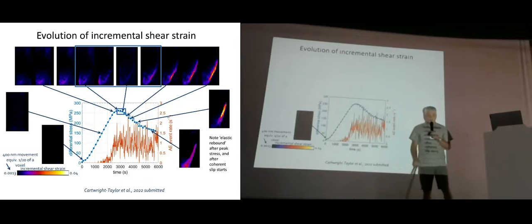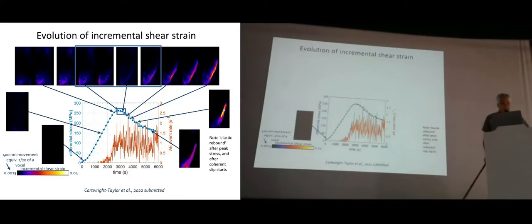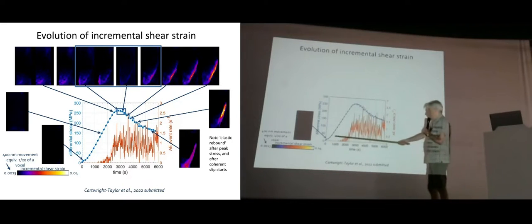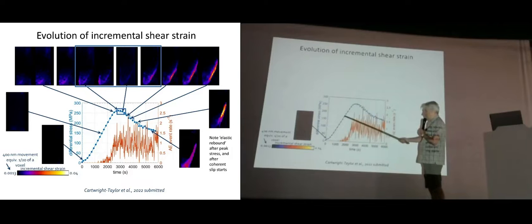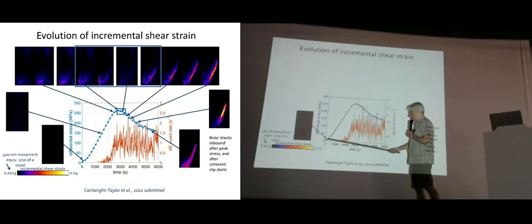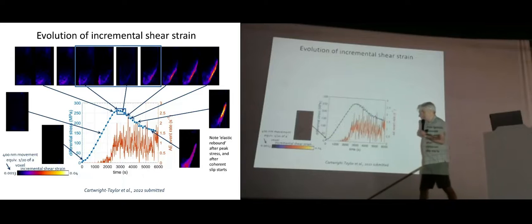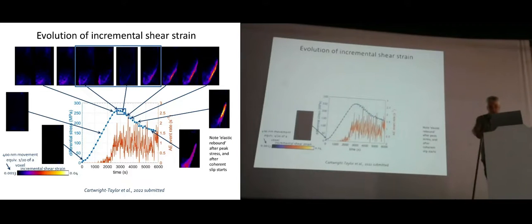This is a sandstone sample, so it's relatively compliant compared to the granite test I showed earlier. And then we get this long phase of what looks like elastic behavior. So we know this is not elastic because it's nonlinear and because it's associated with compaction, random uniform compaction.